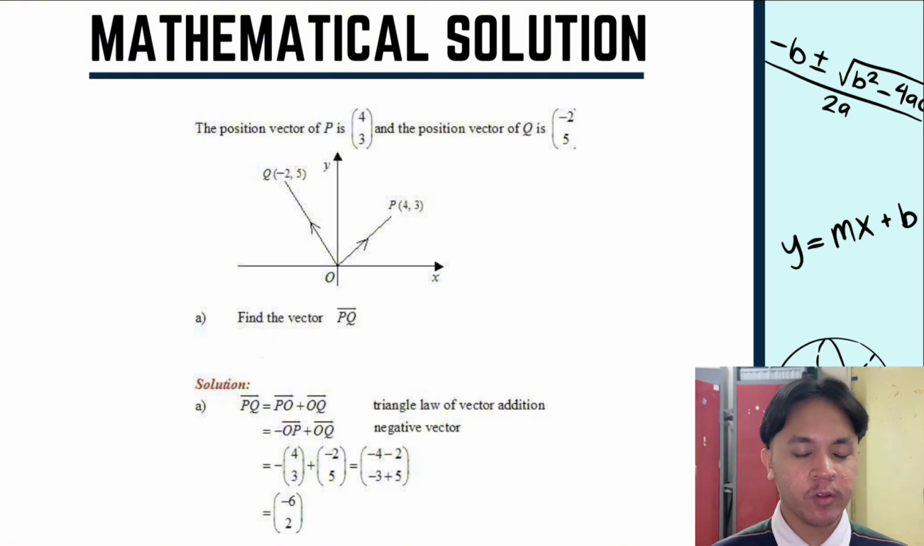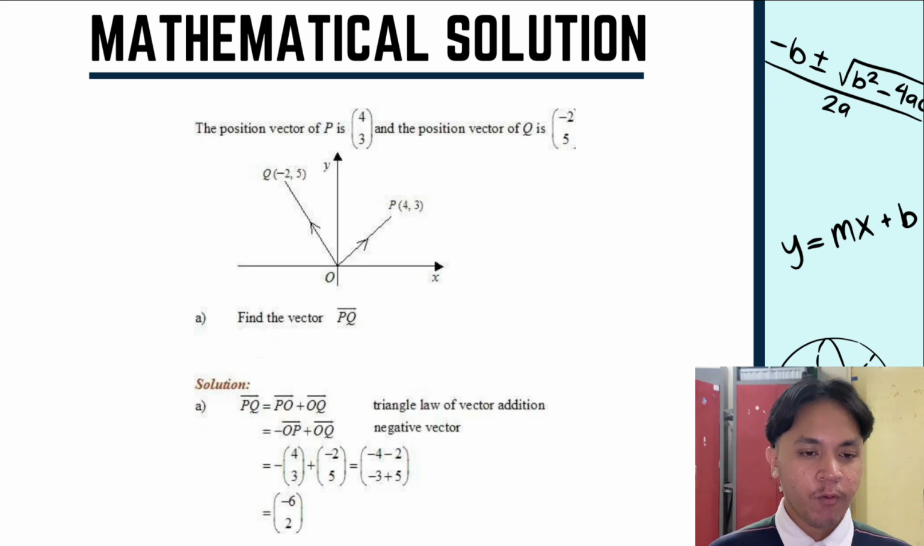After that, we have to invert vector PO to vector negative OP, because as we all know, every vector must come from the origin, which is the O. After that, we substitute the value of every vector into the calculation. So vector negative OP is equal to negative 4, 3, and vector OQ is equal to negative 2, 5.